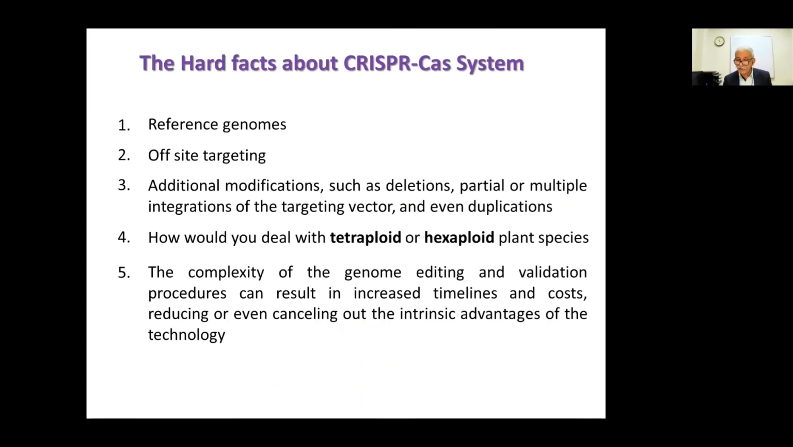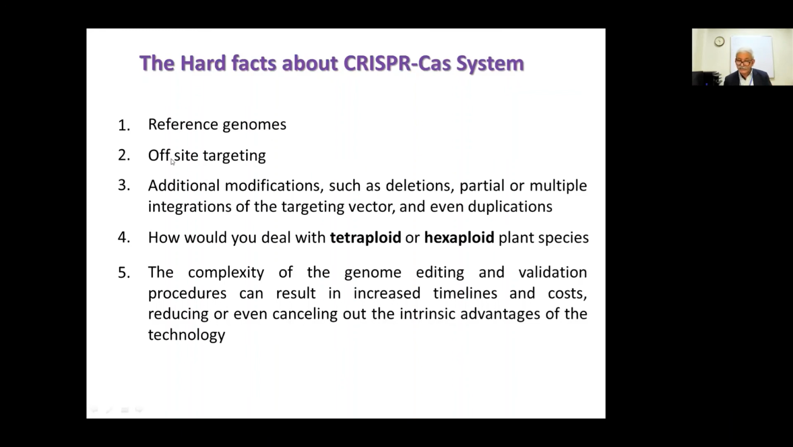Now, what has been produced? What are the disadvantages of the CRISPR-Cas system? I have been mentioning again and again. Number one, you need a reference genome. The genome should be there in the Ensembl. Okay, if there is no genome available, you cannot determine the off-target sites.